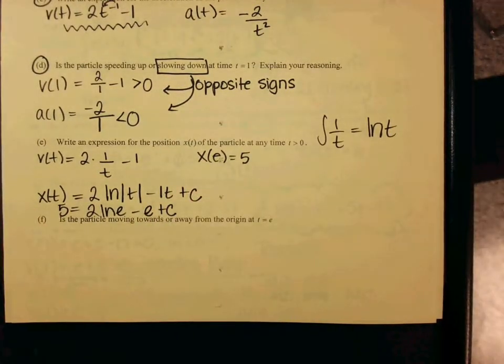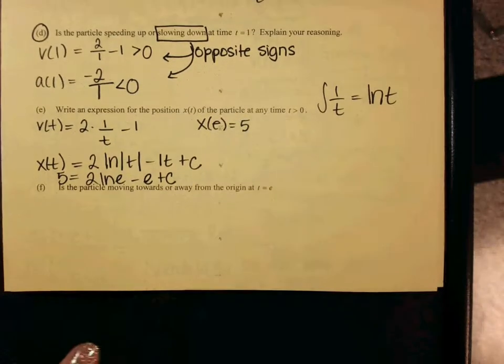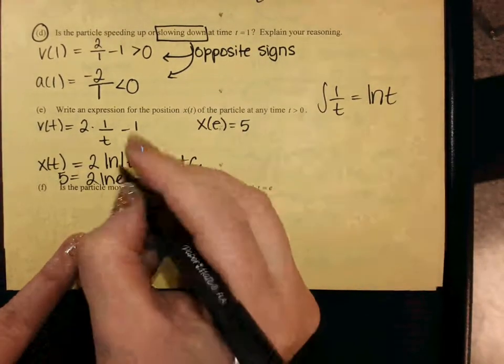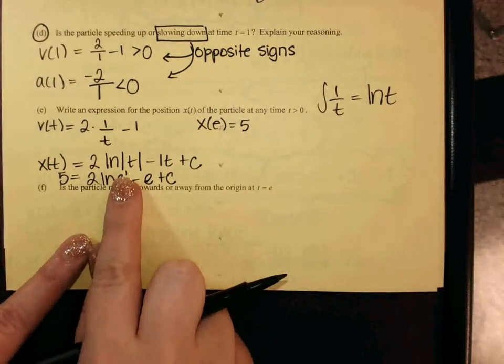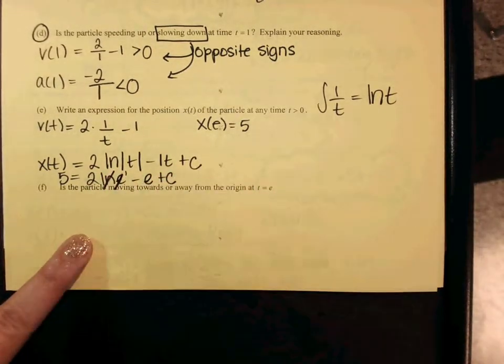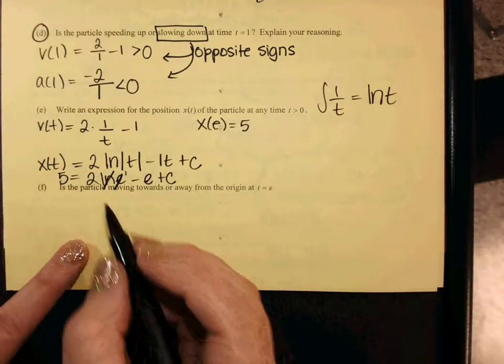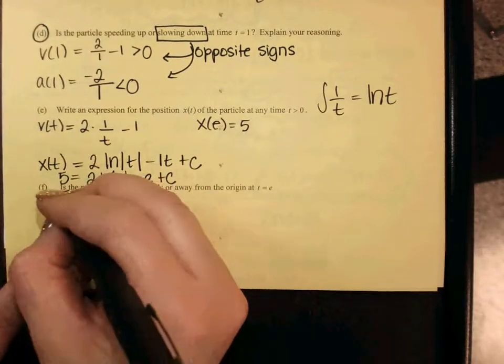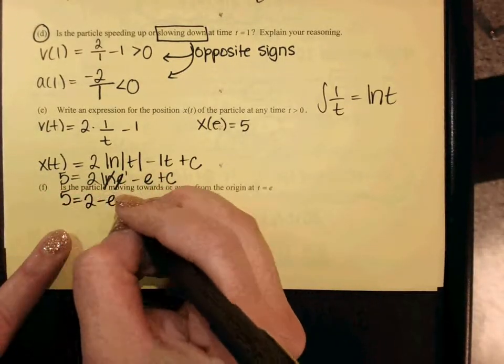What is the ln of e? Not 0, it crosses out to be 1. Think about that like an e to the 1. So when the ln and the e cross out, you have a 1 in that spot. So 1 times 2 is 2. 5 equals 2 minus e plus C.